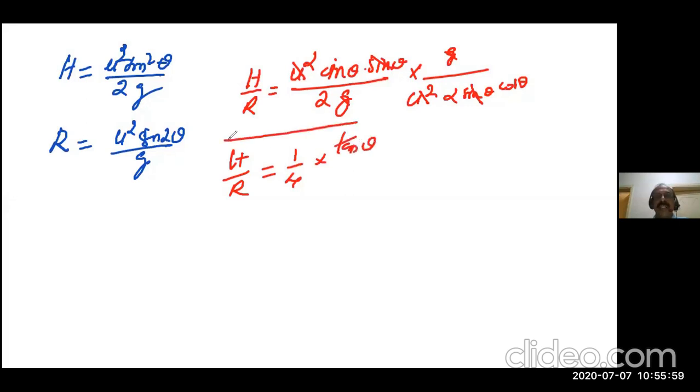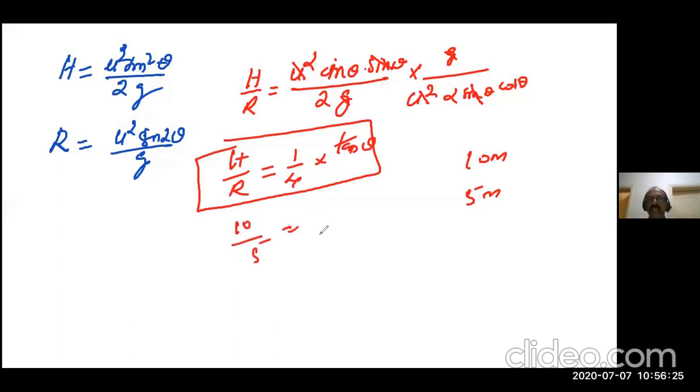Sine theta by cos theta is tan theta. This is another formula, because usually a 1-mark numerical is asked. The horizontal range of a projectile is, for example, 10 meter, and the maximum height it goes is 5 meter. Calculate the angle of projection. Then you can directly substitute. Then H is, for example, 10 and range is 5, we can calculate 1 by 4 tan theta. So this will be 40 by 5 is equal to tan theta. Tan theta is 8. You can calculate theta.